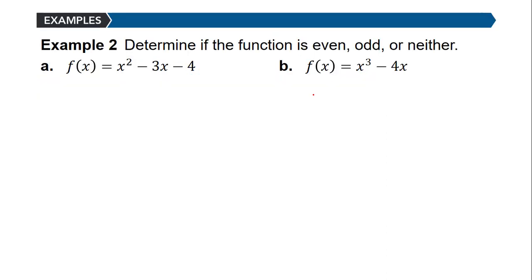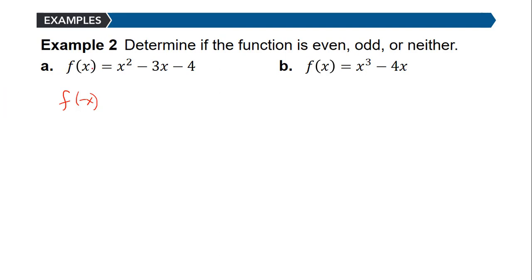So when we want to determine if a function is even, odd, or neither, we can certainly graph the function and look at it visually to see if it has symmetry about the y-axis or origin, but we can actually do this algebraically. To determine if a function is even or odd, we're going to find f of negative x and compare it to the original function. Remember, in function notation, f of anything means we replace the input with what is inside parentheses.